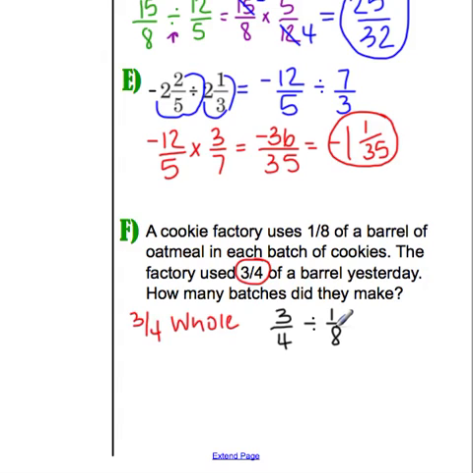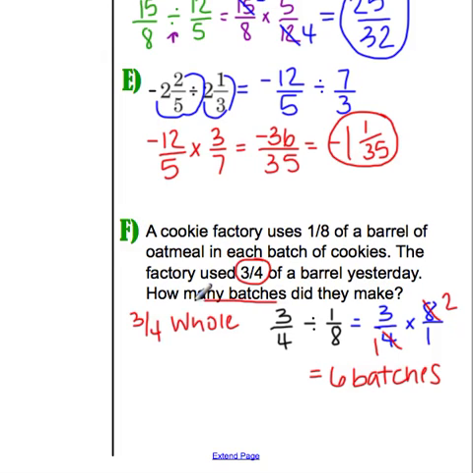So I know I could also draw a picture for this if I wanted to, but we're going to stick with just keep flip change for the time being. We keep our first, flip our second, and change the sign to multiply. And then I see that 4 and 8 are divisible by 4. 4 divided by 4 is 1. 8 divided by 4 is 2, which means 3 times 2 is 6. And this is 6 batches, because they asked how many batches did they make.